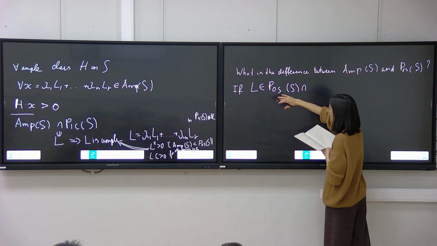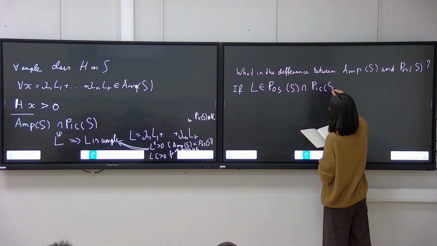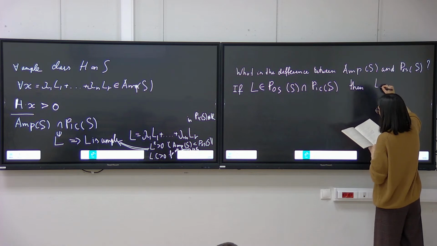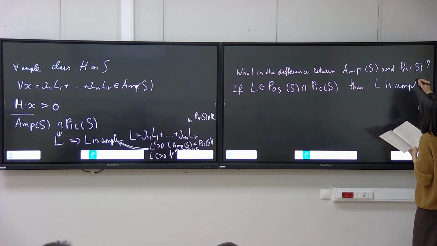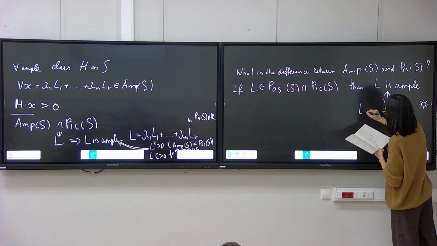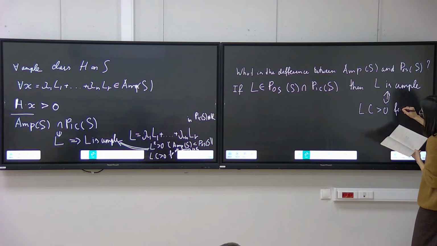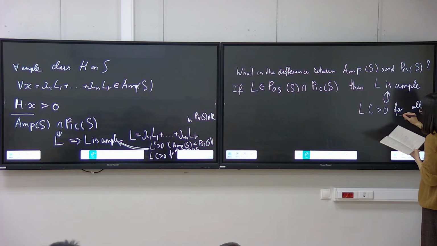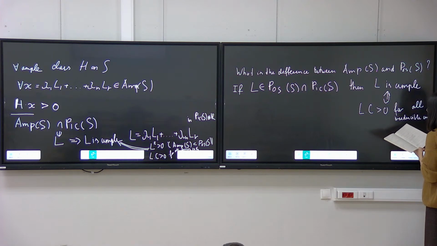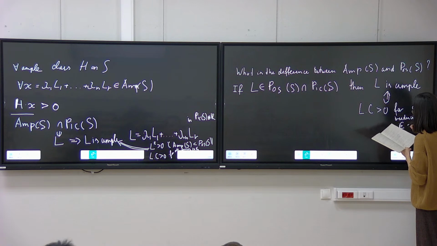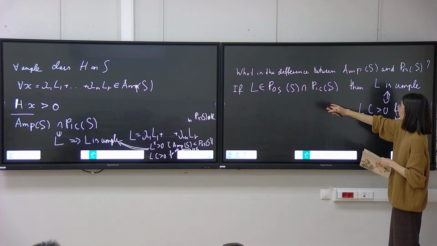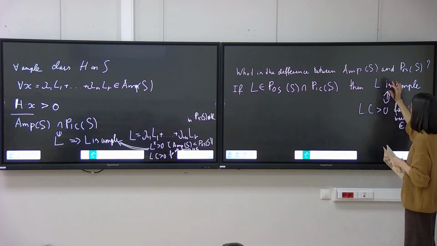If we have a positive class that lies in the Picard group, then it's ample if and only if it has a positive intersection with all irreducible curves, for all curves on S. So this is a characterization of ample classes here.